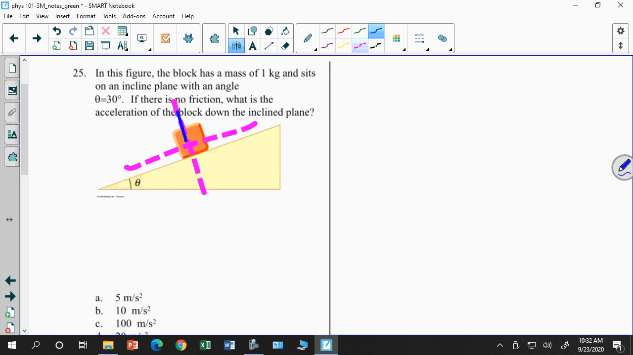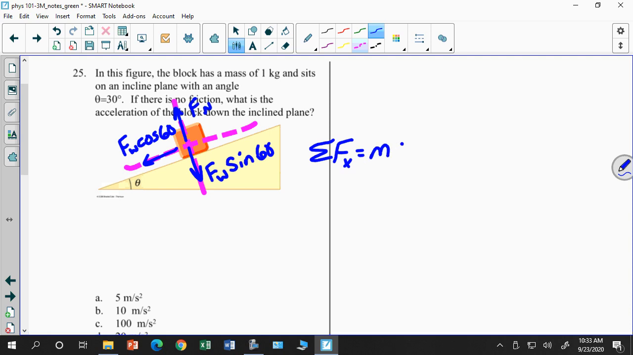So I have Fn, I have Fw sine of my 90 minus angle, or 60 degrees. This is Fw cosine. So those are all the forces that are acting on it. If I want to know the acceleration, I say the sum of the forces in the x direction equals max. The forces are only Fw cosine 60 equals max.